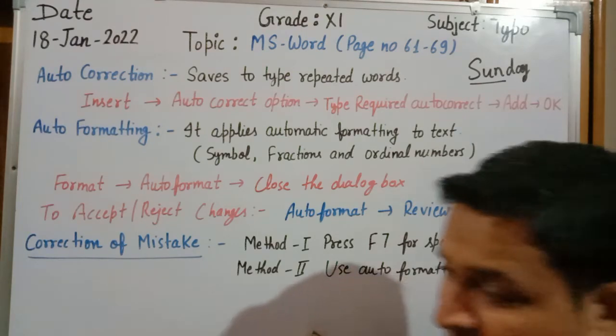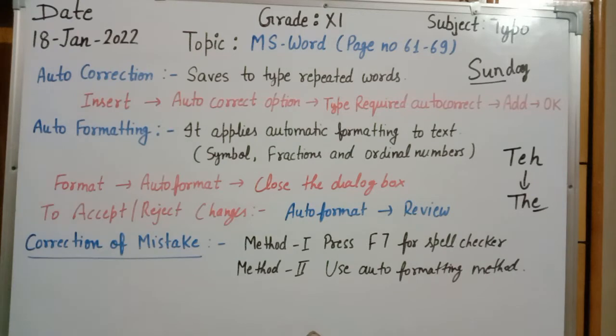How to perform the auto formatting? To perform the auto formatting, we have to follow these steps. You will click on the format option. In that you will go to auto format. Afterward, you will select the options tab. It will automatically change the formatting and close the dialog box.